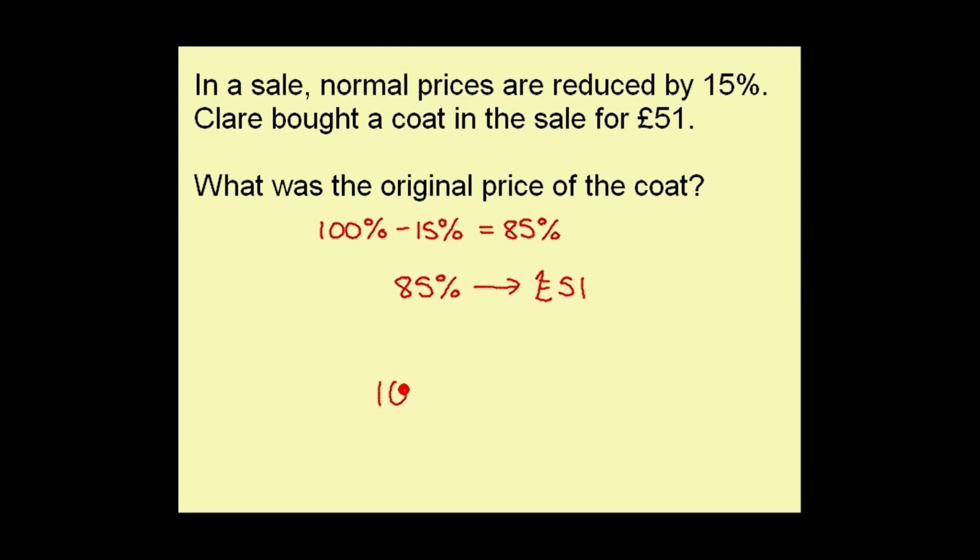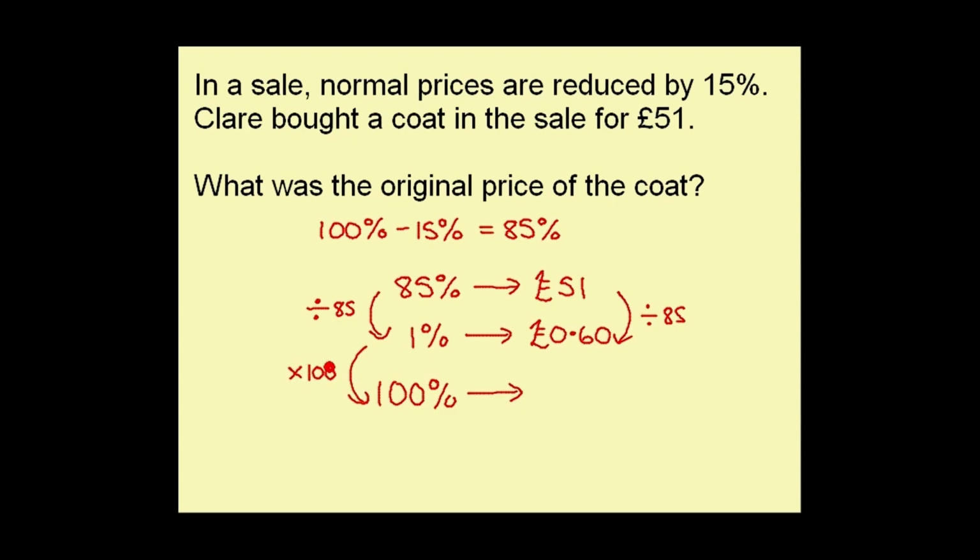We want to work out 100%. And to do that, we're going to get 1%, and we get that by dividing by 85. We will also divide by 85 on this side. So using a calculator, 51 divided by 85 gives me 0.6. So that's 0.6 pounds, which is actually 60 pence. Now to get from 1% to 100, I times by 100, so I do the same thing over here. 60 pence multiplied by 100 is 60 pounds. So the original price of the coat was £60.